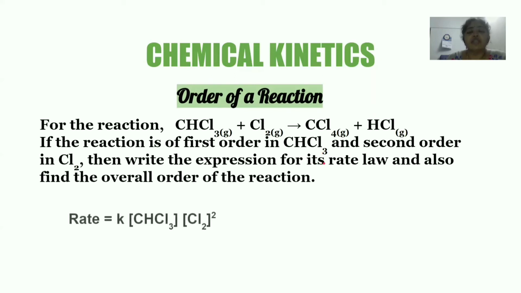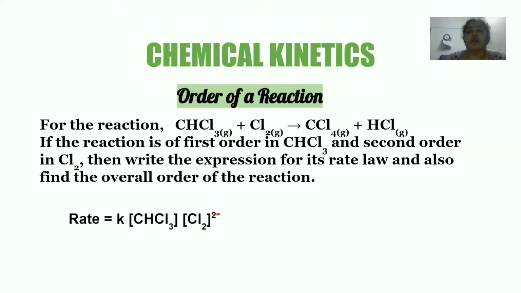The rate law is written as rate is equal to reaction constant K multiplied by the concentration of the reactants raised to the order to which it is dependent, right? So you have seen here it is first order in chloroform. So the chloroform term will be raised to 1. I haven't written the 1 here. And second order in chlorine. So the chlorine concentration will be raised to 2. So this is the expression for the rate law of this particular reaction.